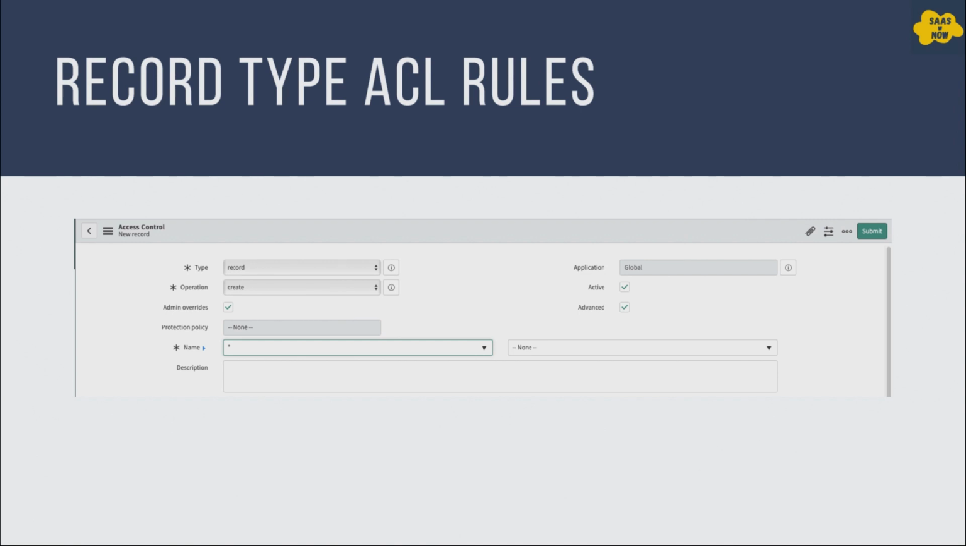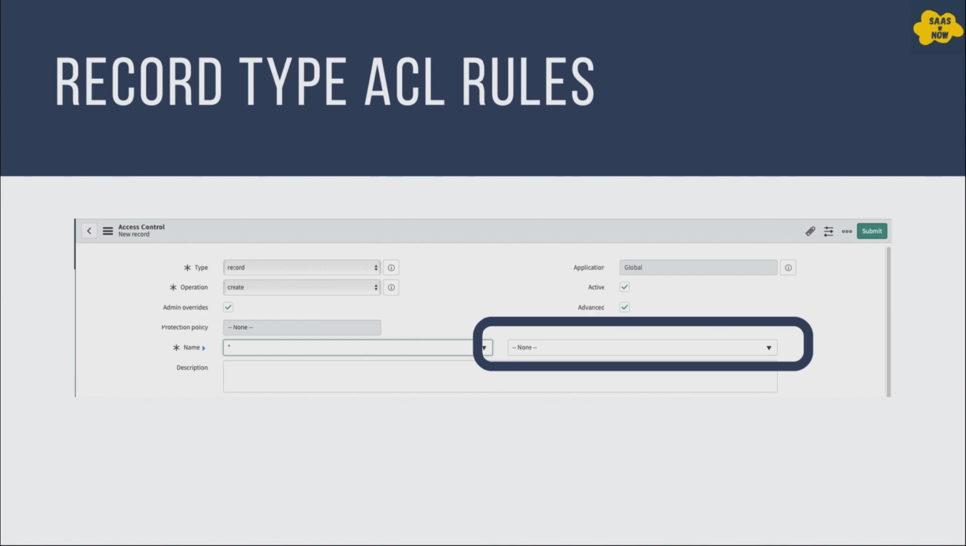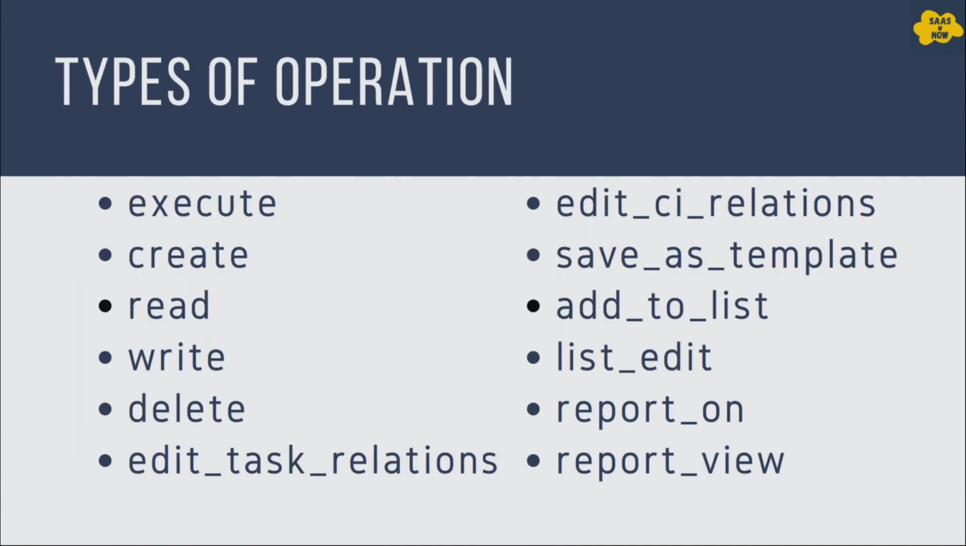In a Record type ACL, you select type as Record while creating a new ACL. And then you select name, in which you select the table on which you want to apply that ACL, and you also select the field on which you want to apply that ACL. Overall, these table and fields are the objects on which you want to restrict or provide access to the different types of users of the system. In a Record type ACL, you also select operation.